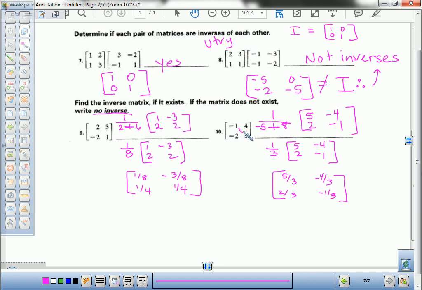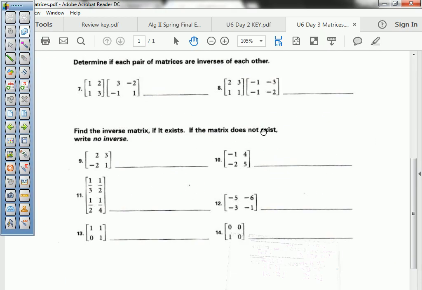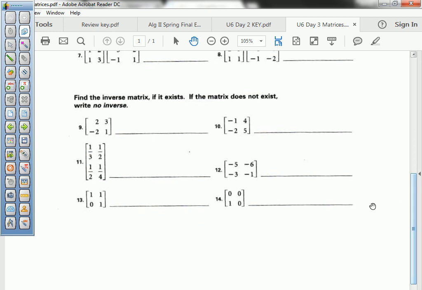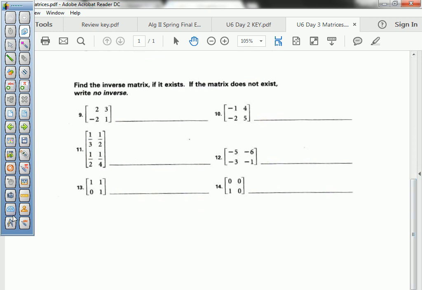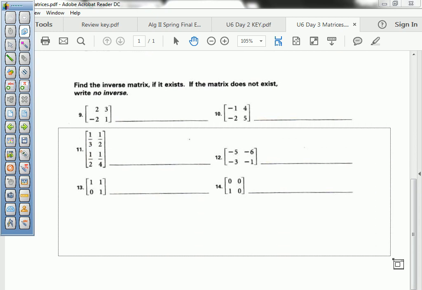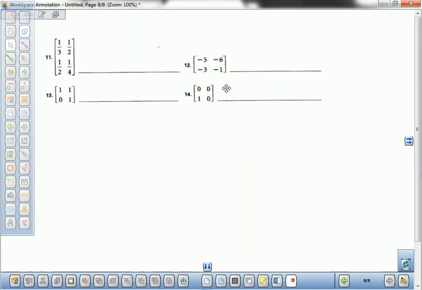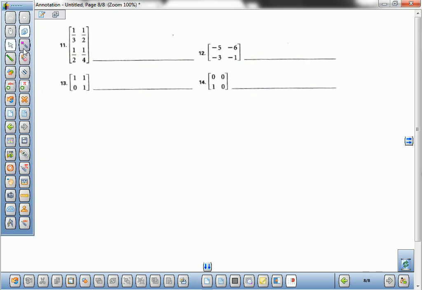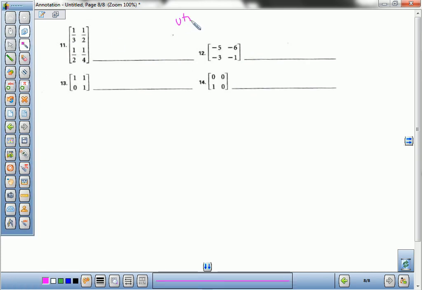Okay, so once again, these two switch, these two change signs. All right. What I would like you to try to do, we're just going to skip number 11 because I didn't put fractions on your quiz. You guys hate fractions. I know. All right, so you take a moment and you try to find the inverse for 12.